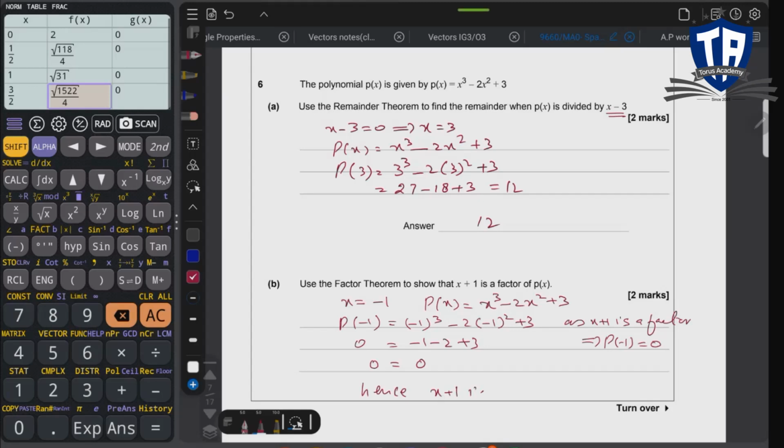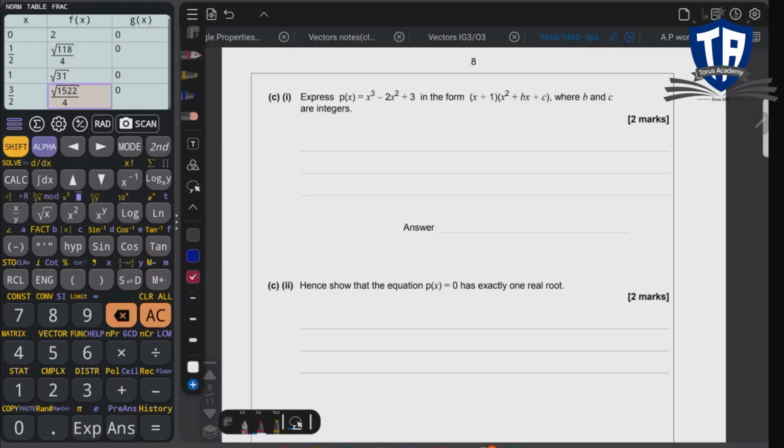In part C, the polynomial will be written in the form of a product of these two factors, where b and c are integers. And this is what we need to find. You can use the long division method to get this quadratic factor, and then on comparing you can get the values of b and c. And there is another method for this part: x cubed minus 2x squared plus 3 can be expressed as x plus 1 into this value. Now simplify the right hand side.